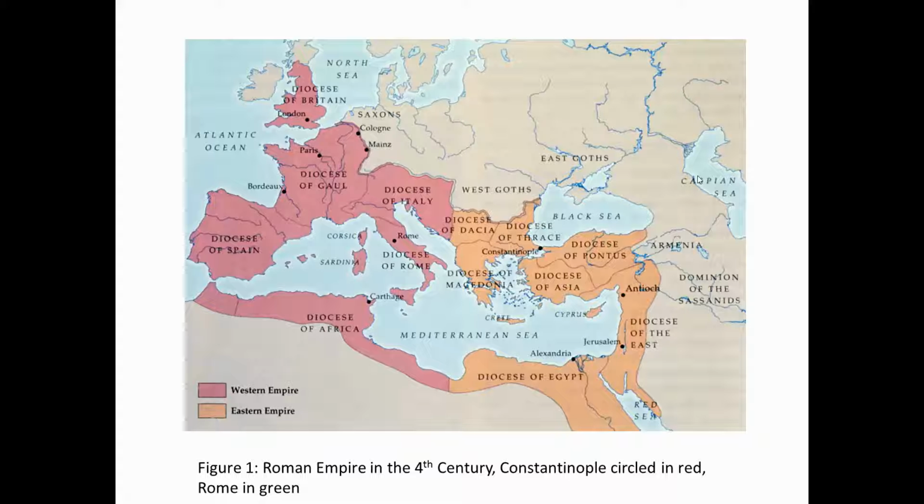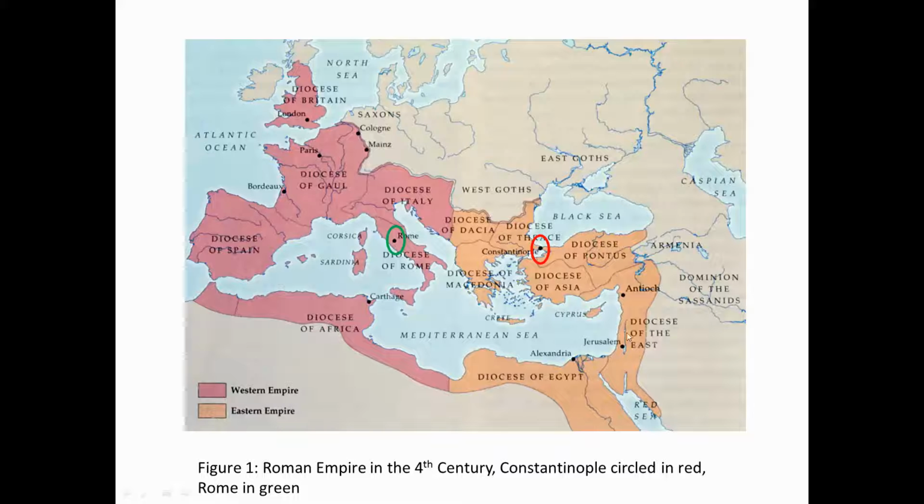This is the Roman Empire in the 4th century. So you have here Rome, circled in green, which is the capital of the Western Roman Empire. And then over here, Constantinople, circled in red, which is the capital of the Eastern Roman Empire. Eventually this becomes the Byzantine Empire. But you can see how widespread the Roman Empire was. This is all handled by the Western Roman Empire. This is all handled by the Eastern Roman Empire.